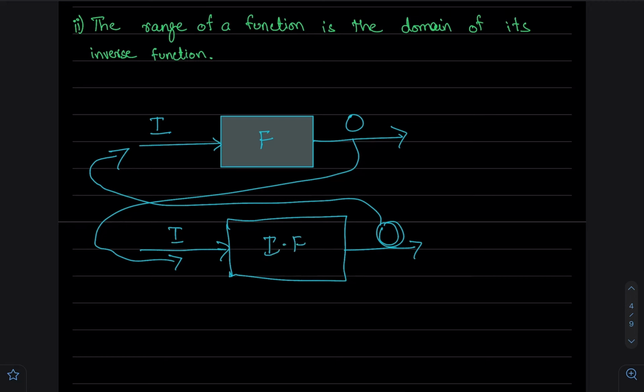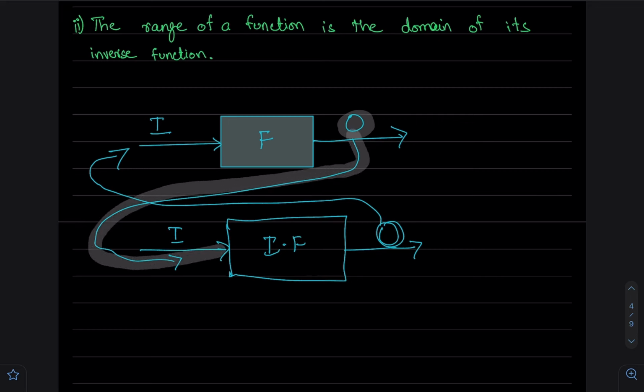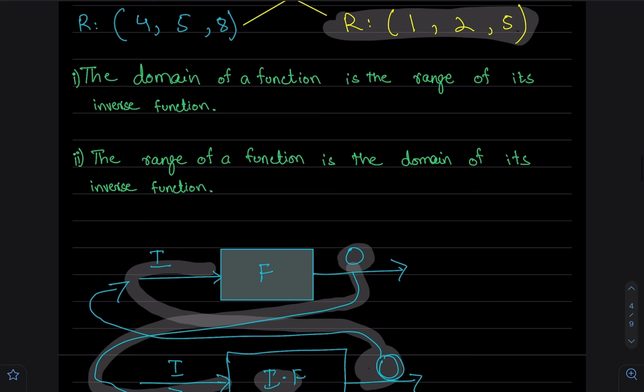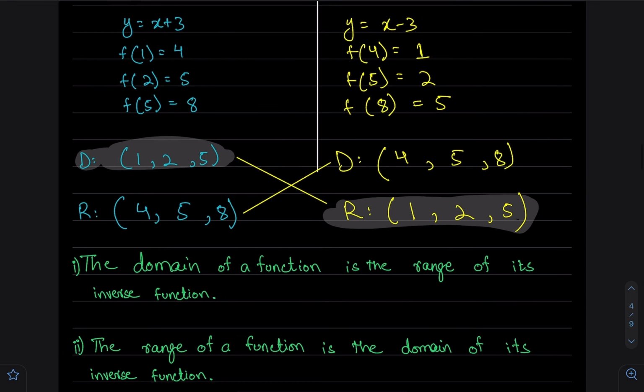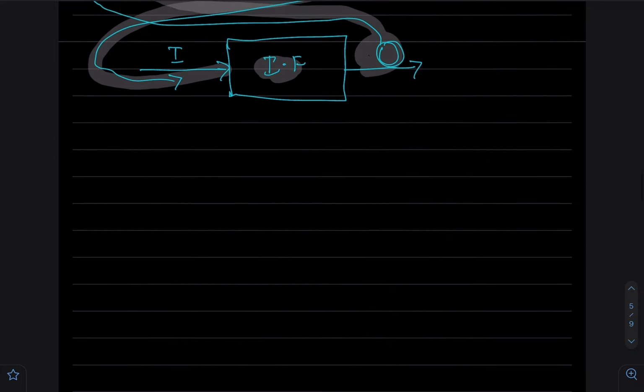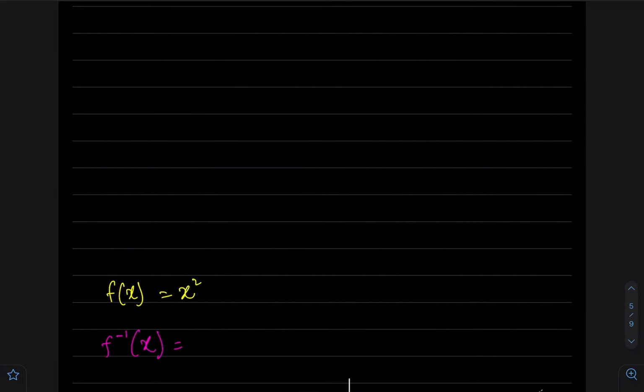So as you guys can see, this output right here, we took this and input it into this function, and what we got out from the inverse function was the inputs for this function. Does that make sense? The domain of a function is the range of its inverse function, and similarly the range of a function is the domain of its inverse function. Okay, here the domain was 1, 2, 5, and this became the range for its inverse function, 1, 2, and 5, and the range was 4, 5, and 8 over here, and it became the domain for its inverse function, right? So this was another important concept.